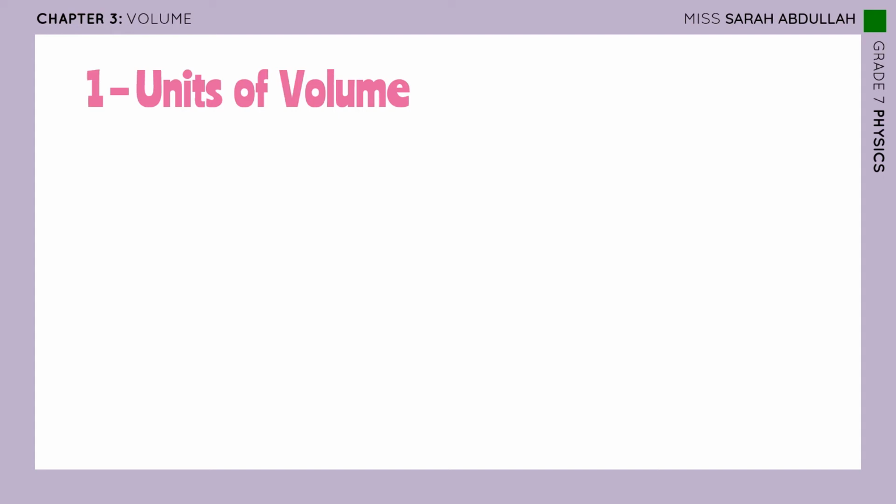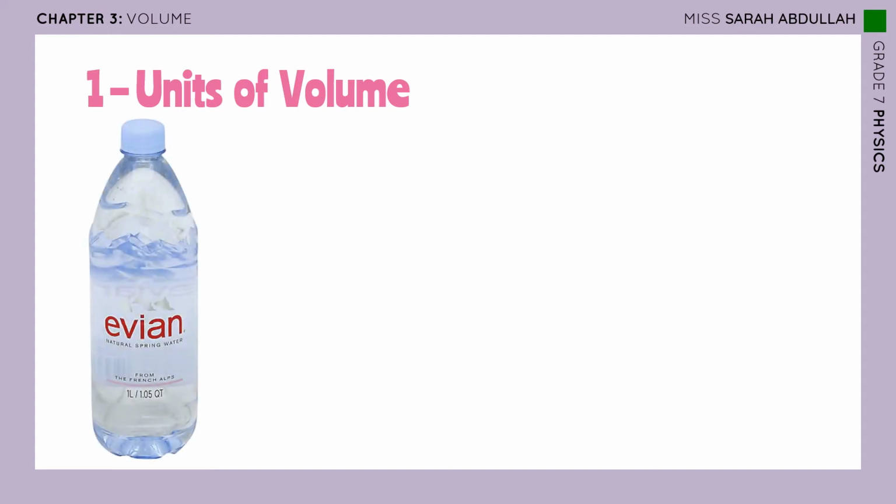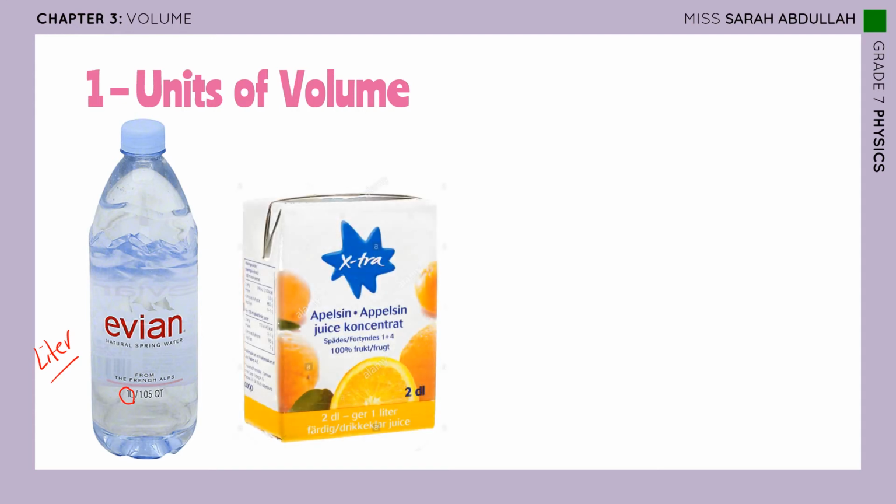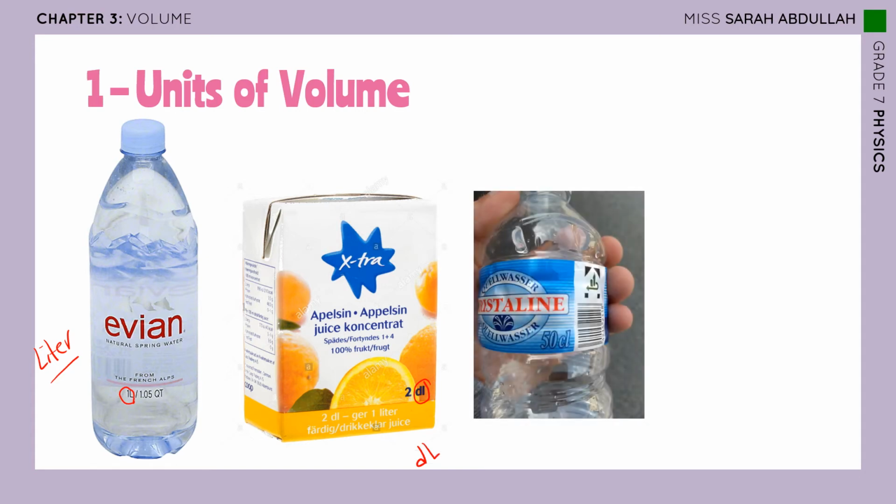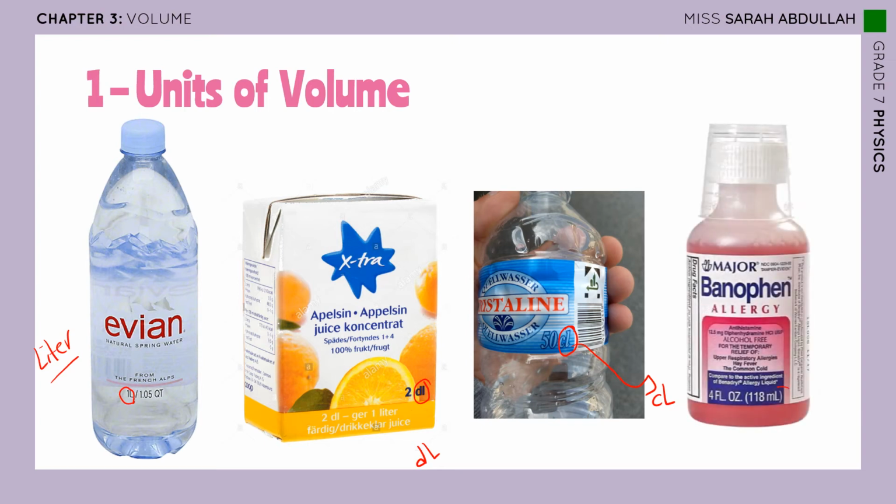Some of you will see the unit that is called liter, L, okay? So this is a unit of volume. And maybe some of you will see DL. DL means deciliter. And maybe some of you will see CL. CL means centiliter. And most of you will see ml, which means milliliter.